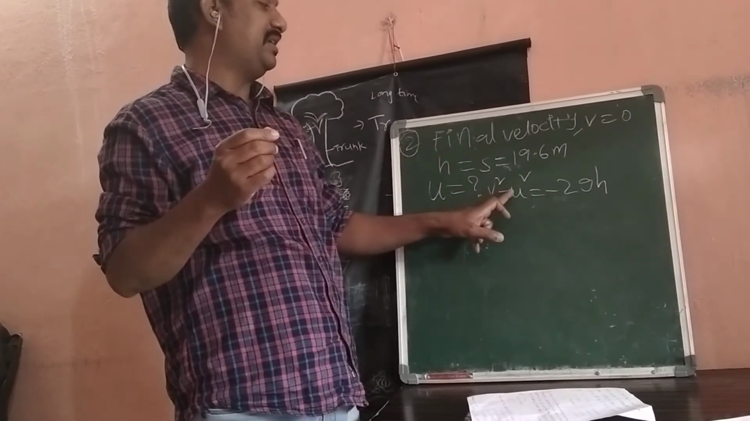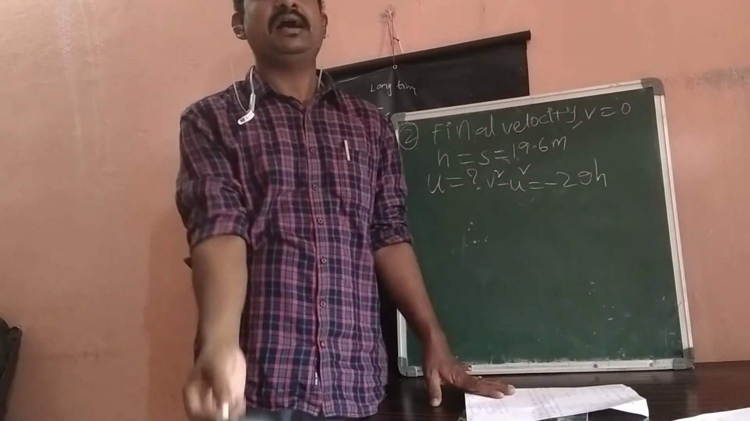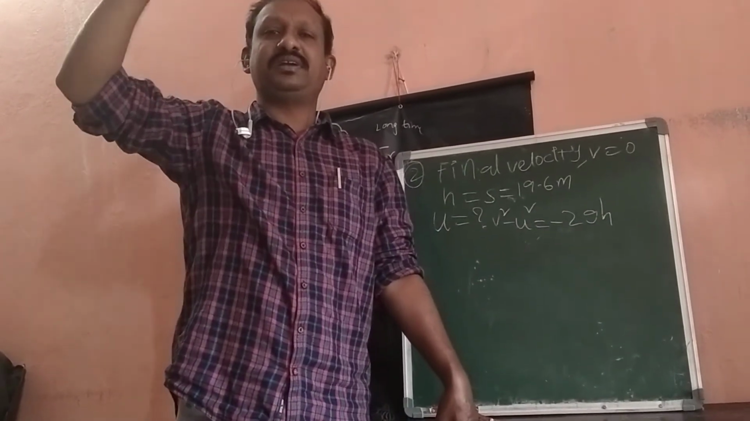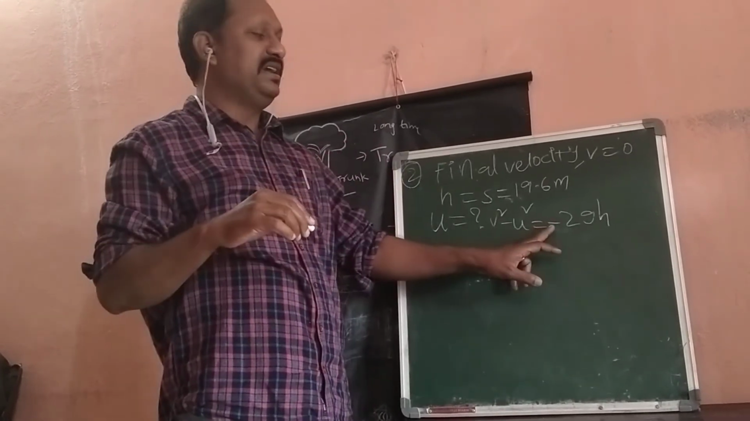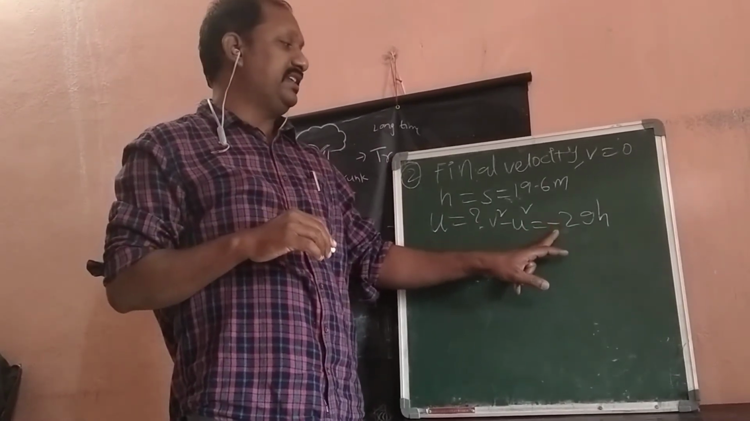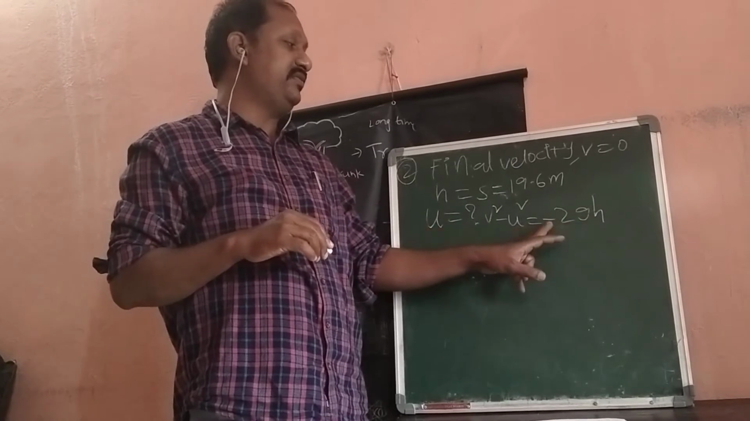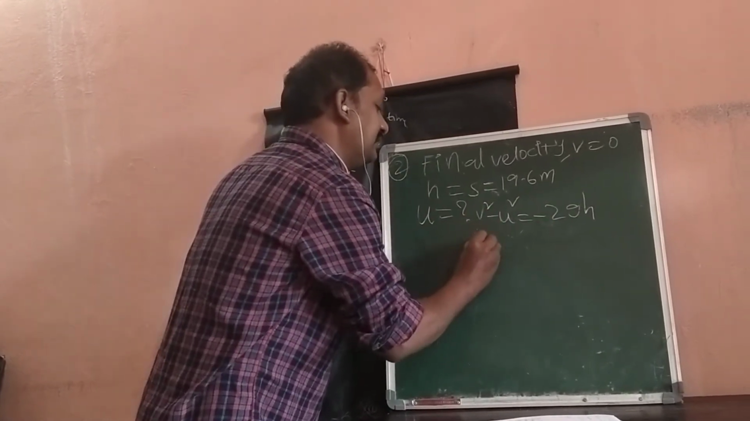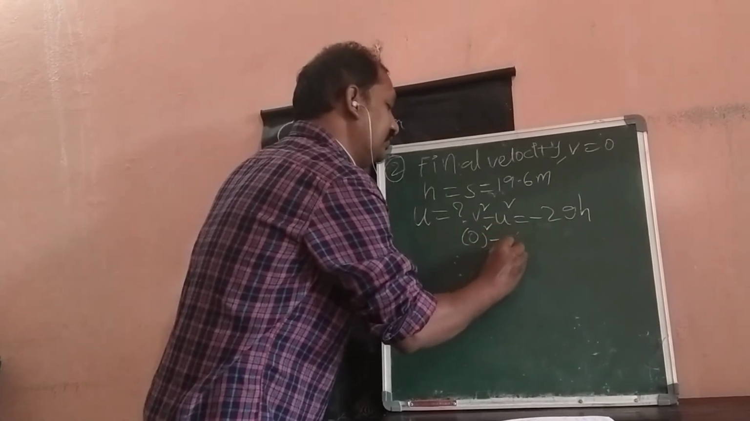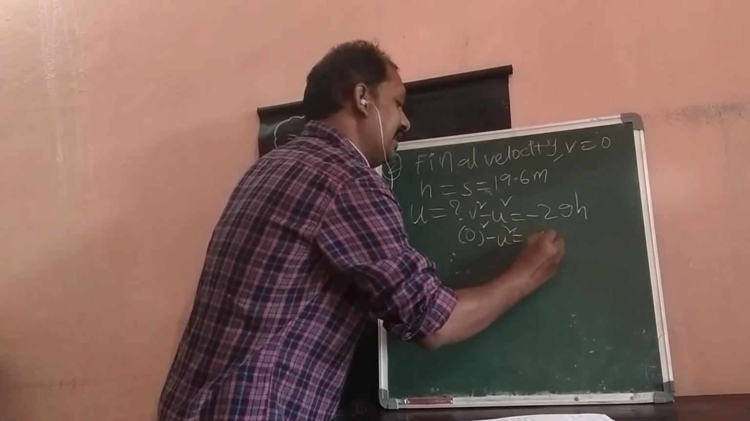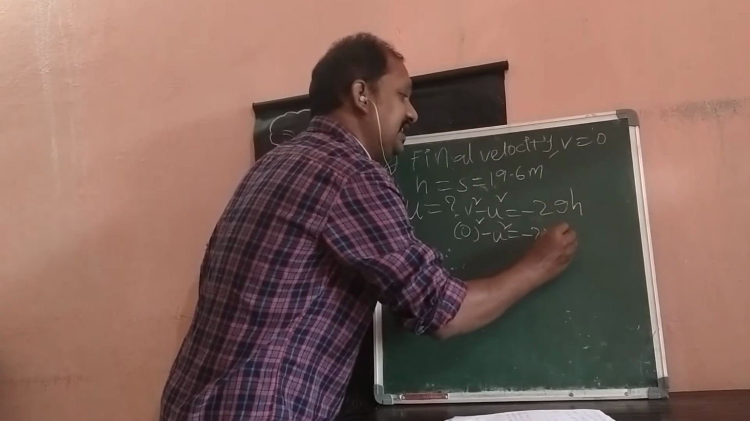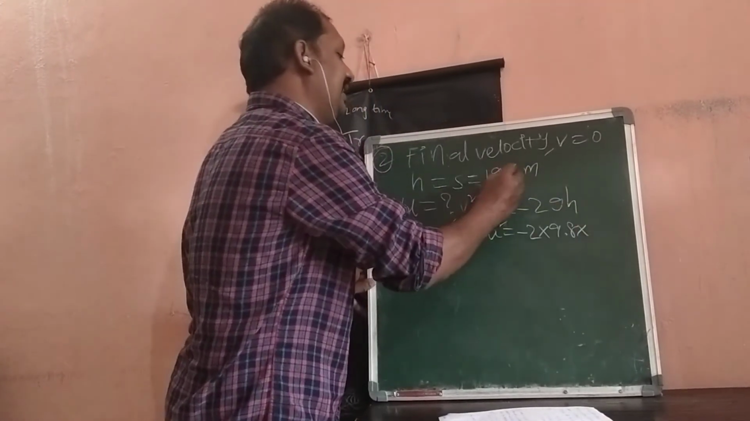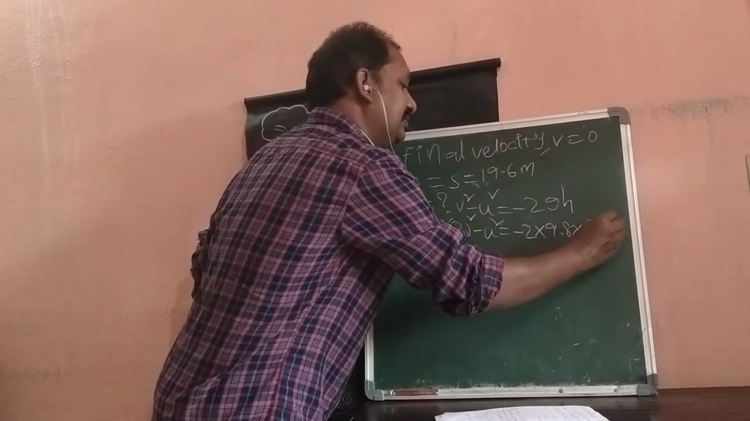Actually it is v square minus u square is equal to 2gh. As the ball is thrown up, its final velocity is becoming 0, so it is a deceleration. That is the reason instead of plus g we are taking minus g. So what is v square? 0 square minus u square, minus 2 into g, which is 9.8, already given, and the height is 19.6 meters.